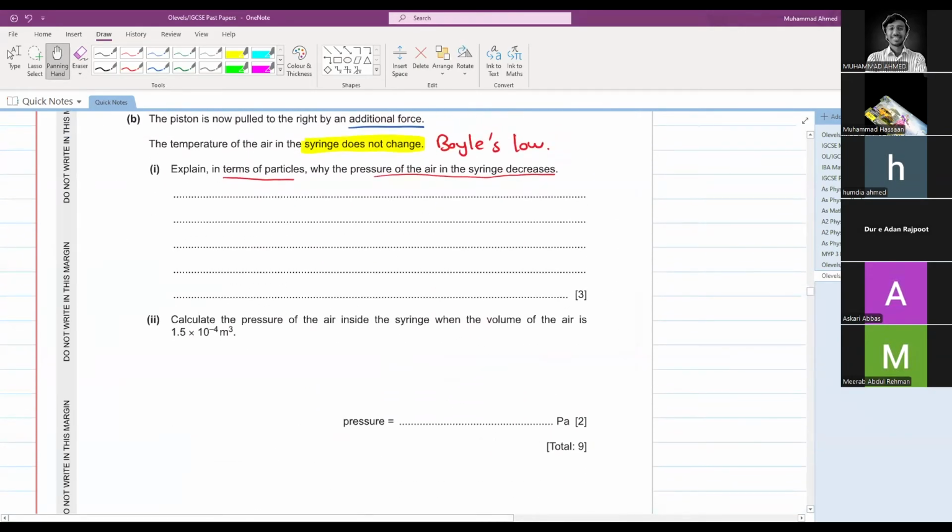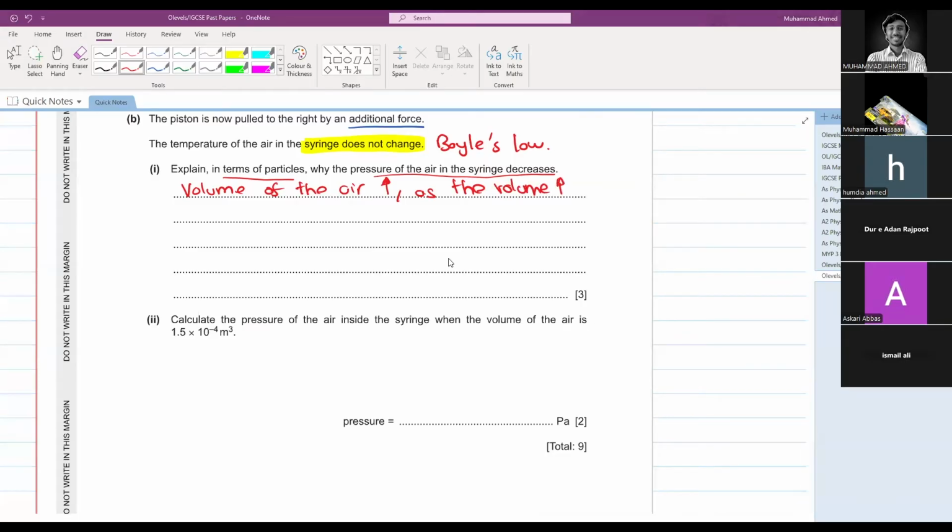3 मार्क्स का सवाल है, 3 मार्क्स के सवाल में थोड़ा सा यू हैव टू मेक श्योर कि भाई इंसानों की तरह जवाब देना है. यू हैव टू गिव एवरी लिटिल पॉइंट हेयर. फर्स्ट ऑफ ऑल यू विल से वॉल्यूम ऑफ द गैस या ऑफ द एयर increases. Okay. As the volume increases, what will happen? Beta, as the volume increases, what do you think will happen? Any ideas? Yes. Volume increase होगा तो क्या होगा?